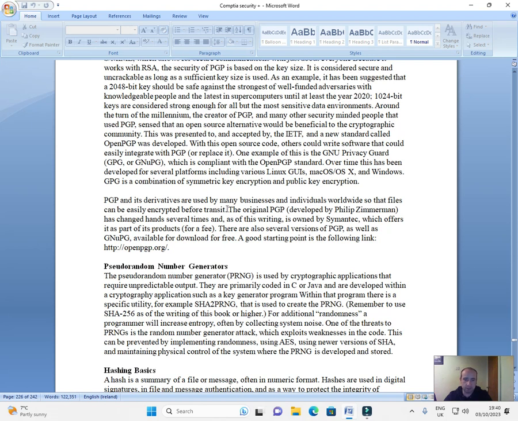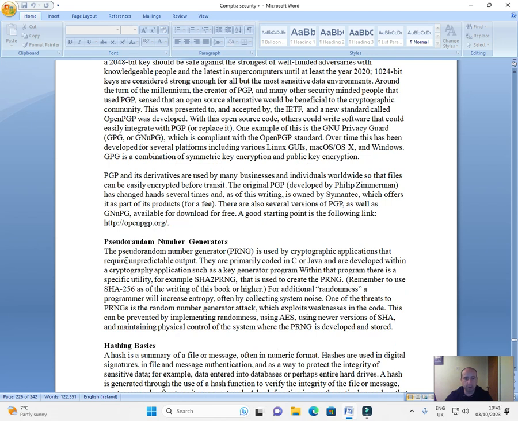PGP and its derivatives are used by many businesses and individuals worldwide so that files can be easily encrypted before transit. The original PGP, developed by Philip Zimmermann, has changed hands several times, and as of this writing is owned by Symantec, which offers it as part of its products for free. There are also several versions of PGP as well as GnuPG available for download for free. A good starting point is following the link http://openpgp.org.